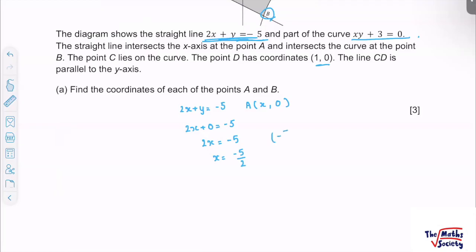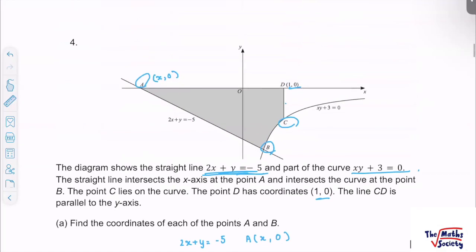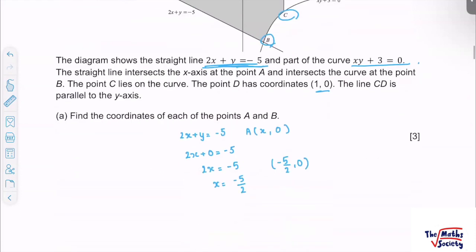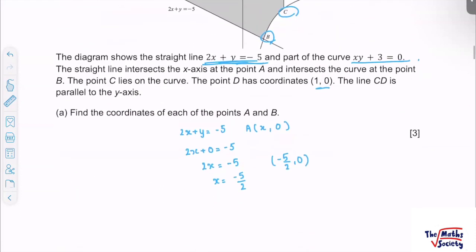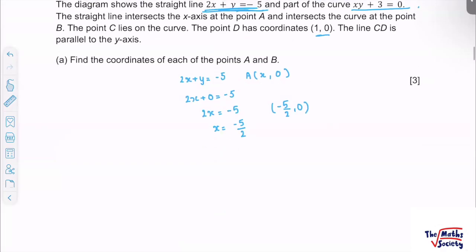So that's going to be minus 5 by 2 comma 0. So here's minus 5 by 2 comma 0. And then next we have xy. We need to find the intersection point. So it's going to be 2x plus y equals minus 5, and xy plus 3 is equal to 0.